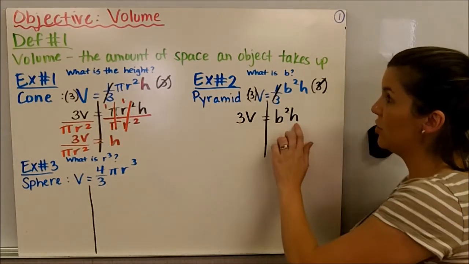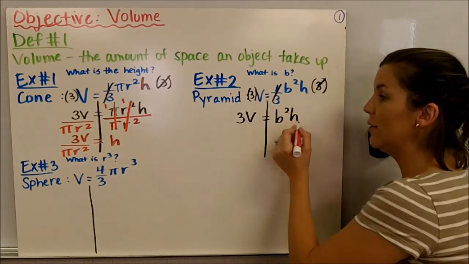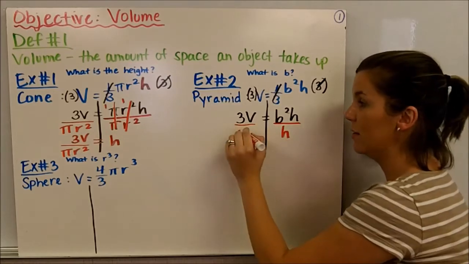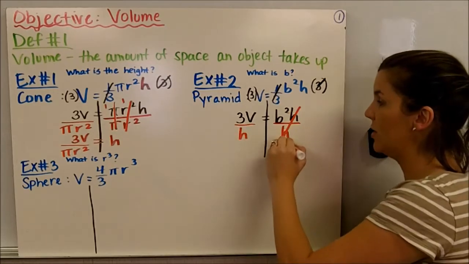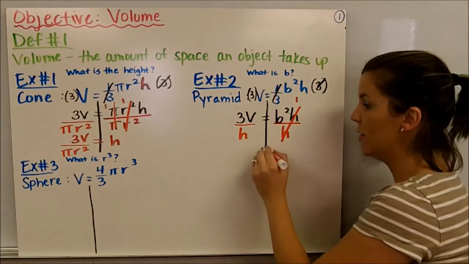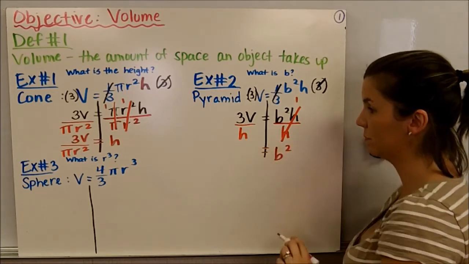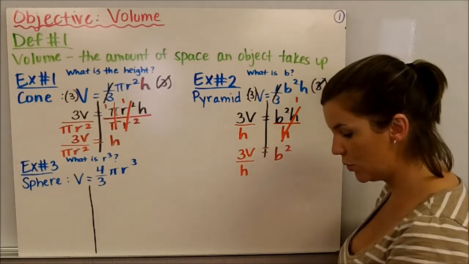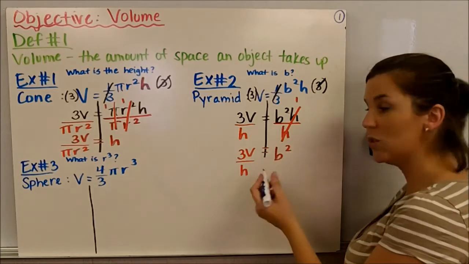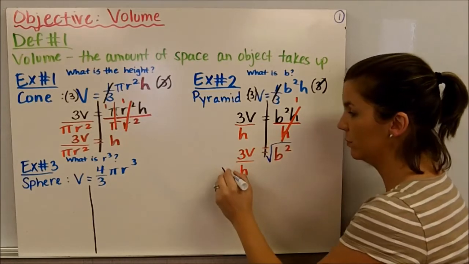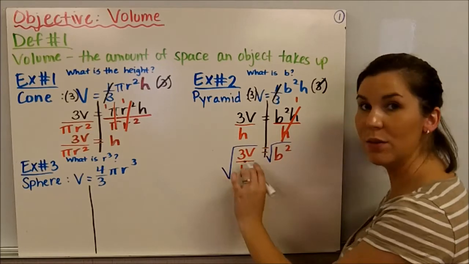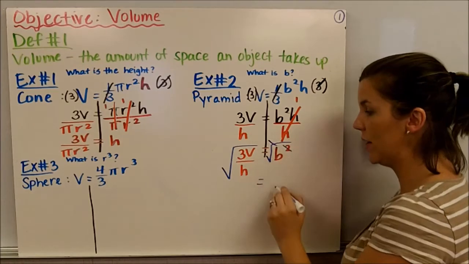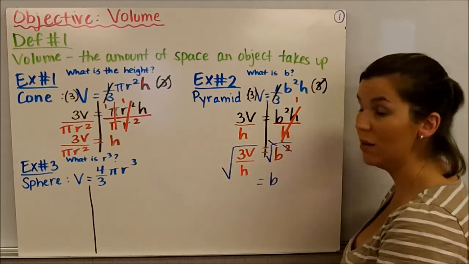I still need b by itself, so I need to get rid of h. I'm going to divide by h because it is multiplied. The opposite would be division. H divided by h is 1. So now I have b squared equals 3v over h. Now we've done square roots before, and the opposite of squaring is taking the square root. What you do to one side of the equation, you do the exact same to the other. So square root and square cancel out, and I'm left with b.